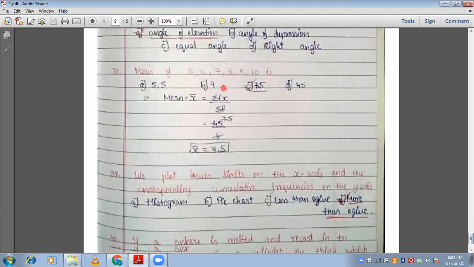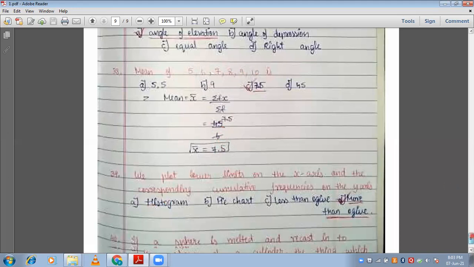Next. Angle formed by the line of sight with the horizontal when the point being viewed is above the horizontal level is dash. So above the horizontal level means angle of elevation. Mean of 5, 6, 7, 8, 9, 10 is dash. You need to find out mean. So what is the formula? Sigma fx divided by sigma f. Sum of the numbers is 45, divided by how many terms are there? 1, 2, 3, 4, 5, 6. So 45 by 6, which is equal to 7.5.